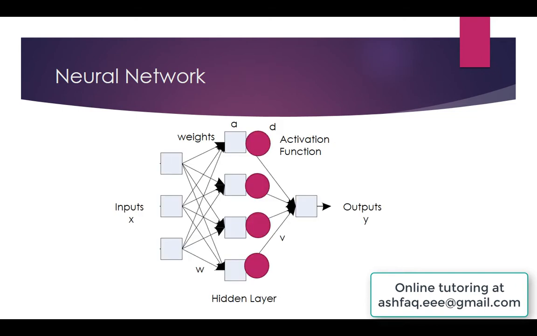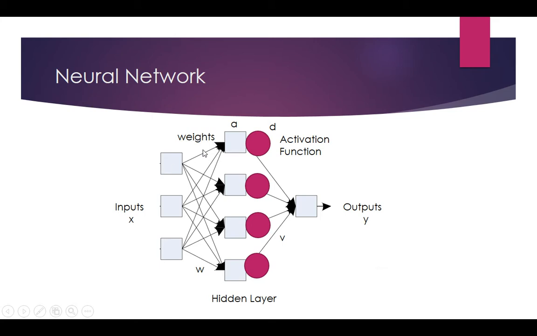Let's have a look at the network again. In the network, we have input X, and that input goes through the input weights W, and that creates the hidden layer output A, that goes through the activation function and creates D, and D goes through output layer weights V, and that creates the output Y. After creating the output, we take the difference between the created output and the original output. That gives us the error.